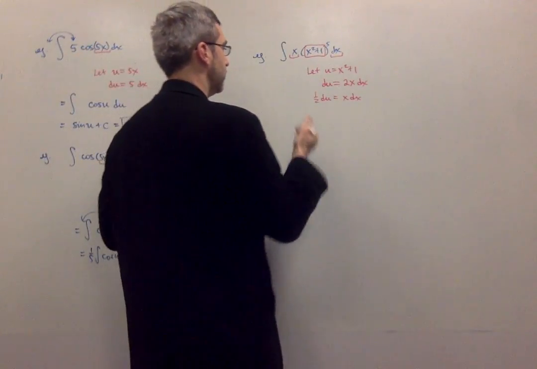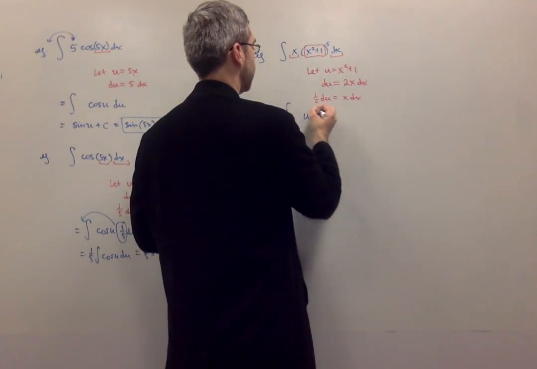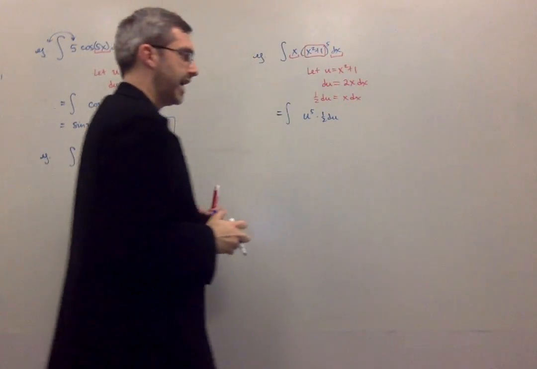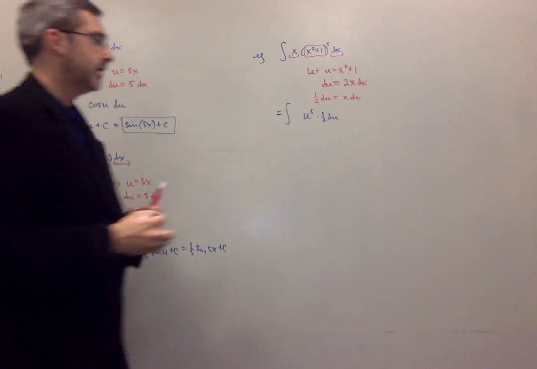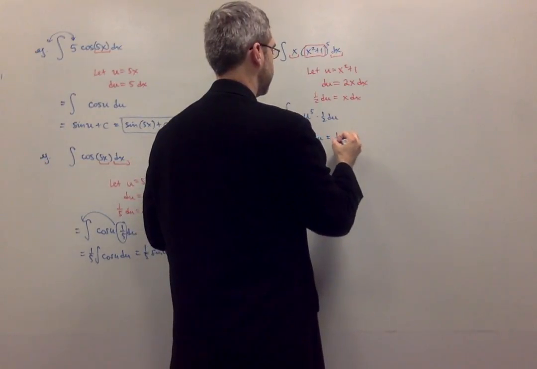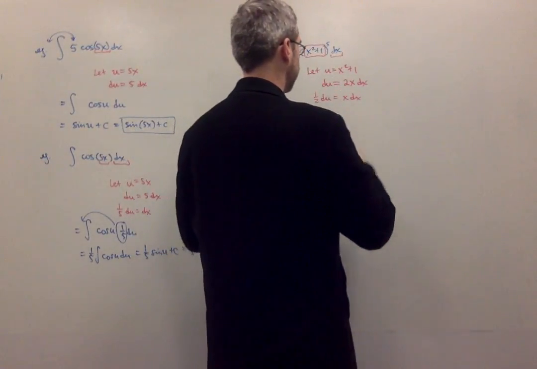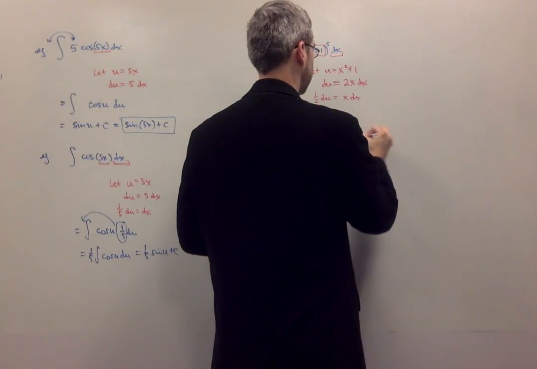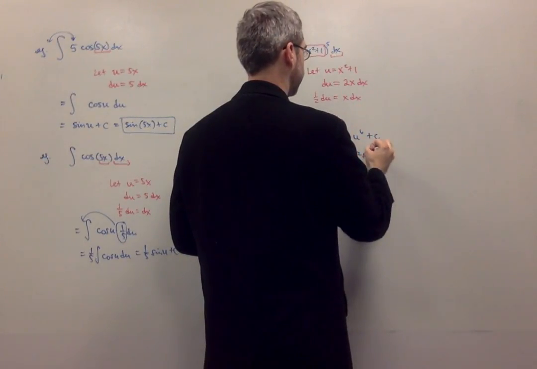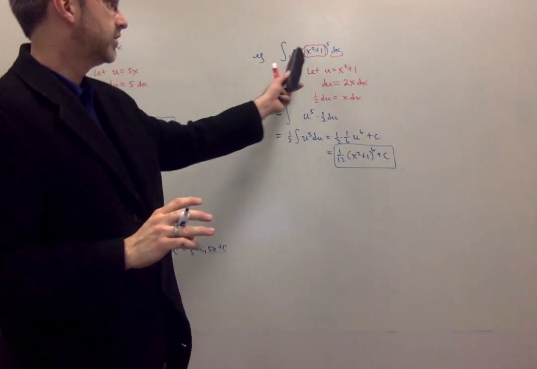So what I can do is this part right here becomes u to the 5th, and the x dx becomes 1/2 du. And the 1/2 just comes out, and u to the 5th is definitely something that I can anti-differentiate. So that becomes 1/6 u to the 6th plus my constant. And then substituting back in, there's my answer. Again, if you're not sure, differentiate to check.